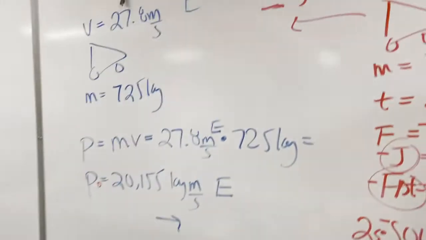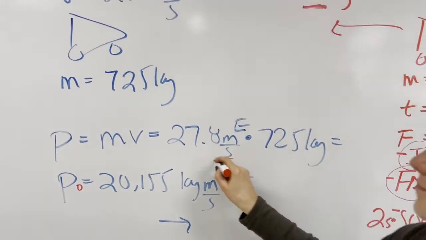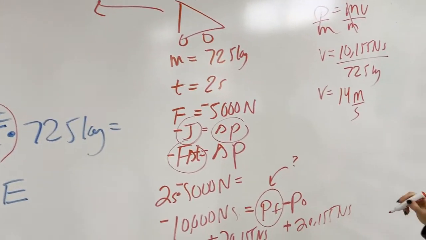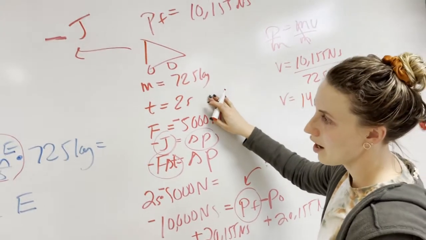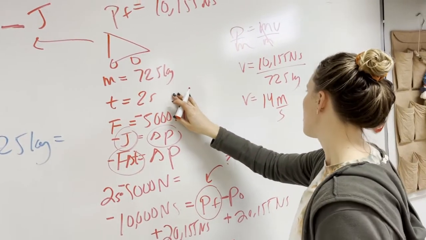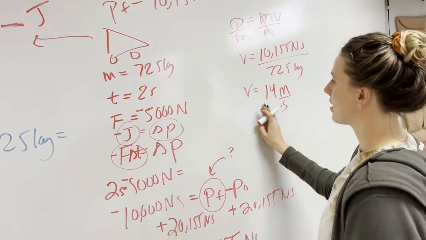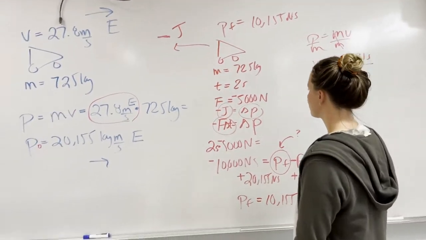Does that number make sense? It was going 27.8 meters per second before, and now it's going 14. I mean, that makes sense. We put the brakes on, right? It's slowing down. Force changes momentum. Because we're changing the velocity here, mass stays the same, and we're going slower.